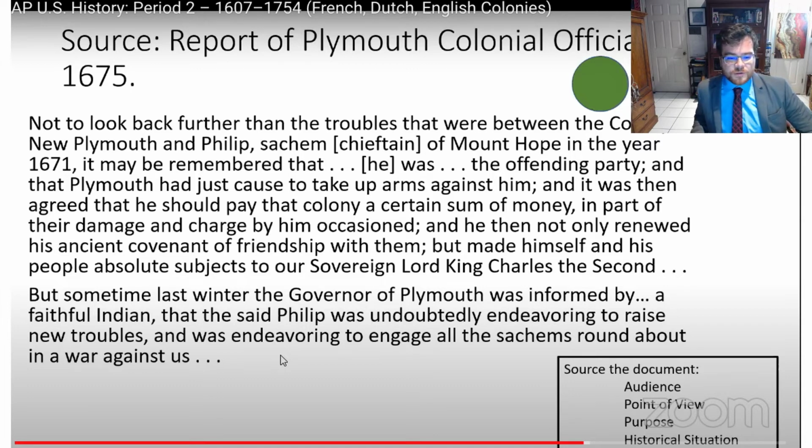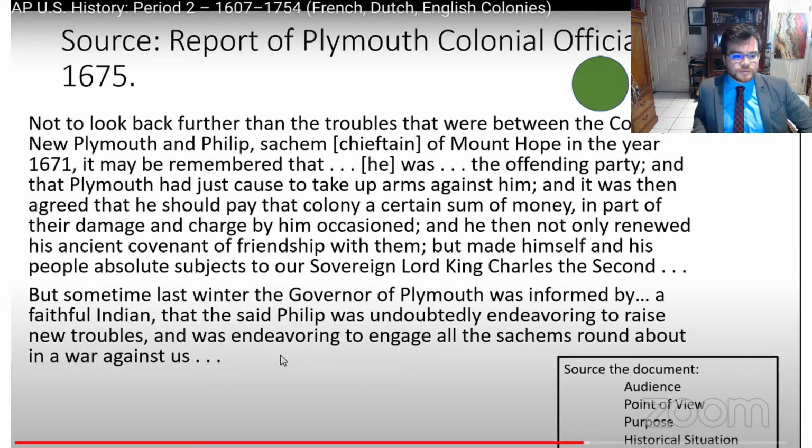And what are they saying here? Well, this is like a diary, right, or a report that they're making, an account of what's going on. King Philip was able to round up all the chiefs in the area to band together and fight an effective resistance against the colonists.